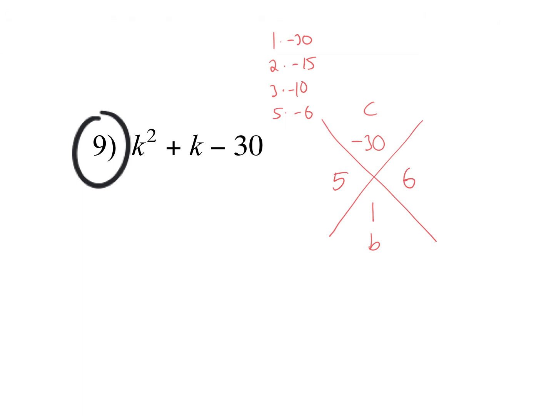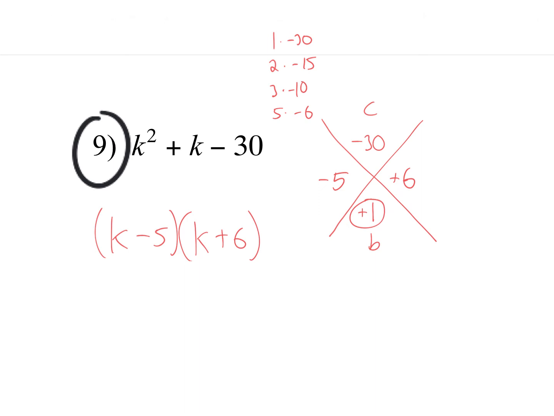Well, to add to a positive 1, the bigger number needs to match this sign. So if this is positive, this should also be positive, which means this has to be a negative 5, right? Because 6 plus negative 5, the 6 is going to overpower the negative 5 and make it more positive, ending up with a positive 1 down here. So our answer is going to be, we do our parentheses, we do k and k, we got -5 and +6.